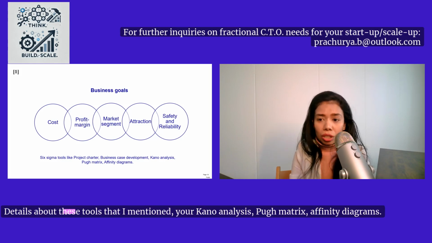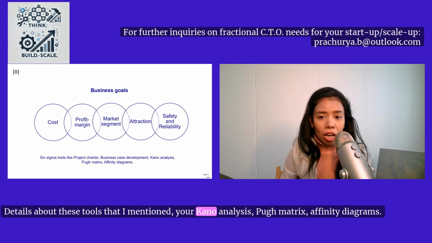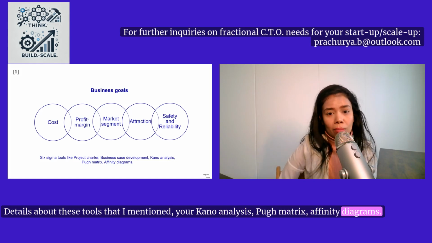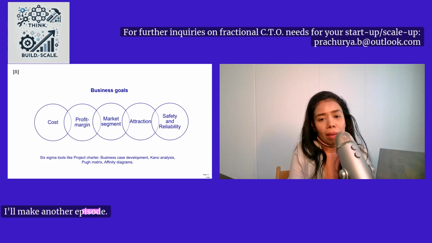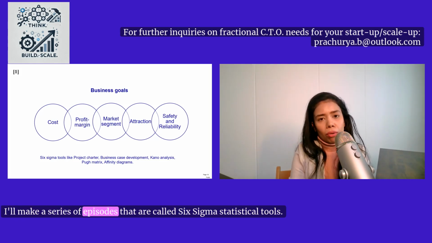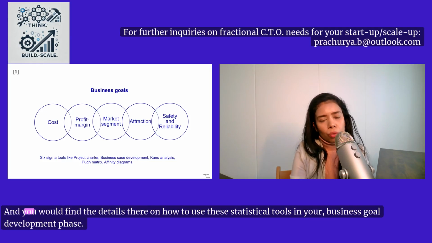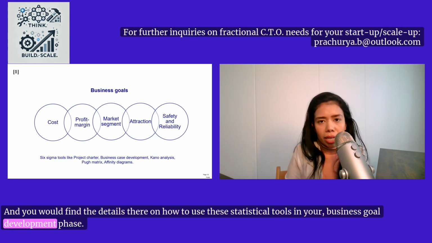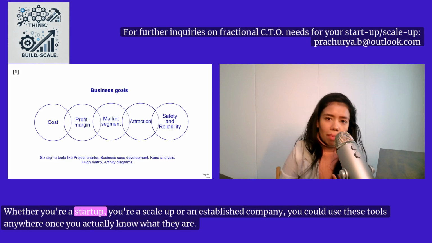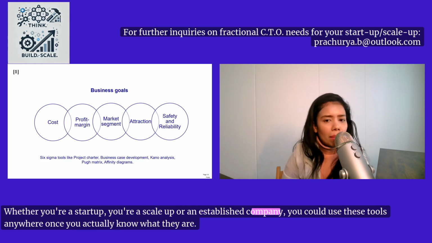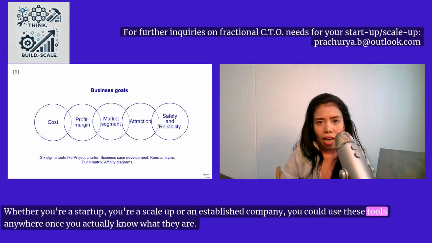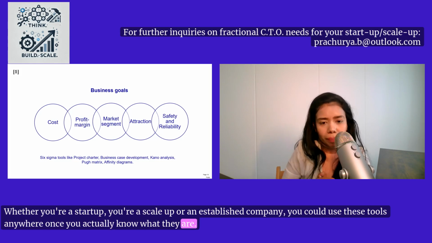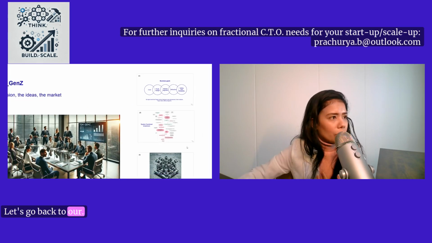Details about these tools that I mentioned, Kano analysis, Buick matrix, affinity diagrams, I'll make another episode. I'll make a series of episodes called Six Sigma statistical tools, and you would find the details there on how to use these statistical tools in your business goal development phase. Whether you're a startup, a scale up, or an established company, you could use these tools anywhere once you actually know what they are. Let's go back to the system.